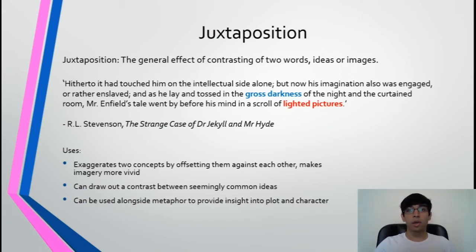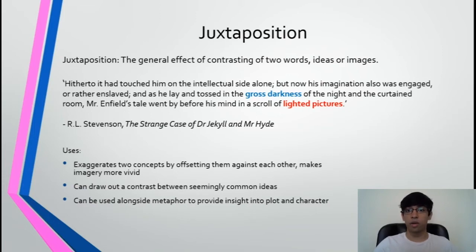Finally, juxtaposition can be quite a useful indicator of metaphor being used. This means that sometimes writers like to use metaphor alongside juxtaposition. They like to use it in the same areas of the story, even in the same sentences. If we take a look at this example, we see that at face value, the gross darkness of the night and the scroll of lighted pictures is a simple contrast between sleeping and dreaming.